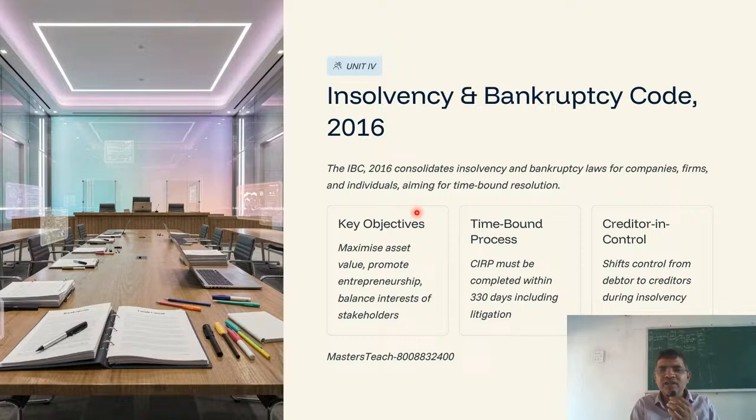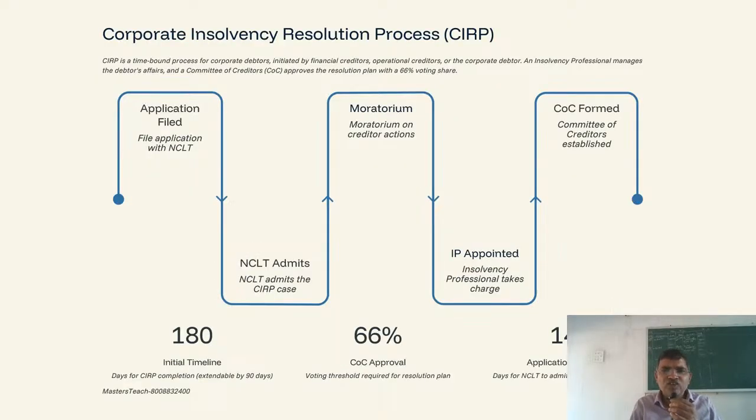Then time-bound, that means the CIRP must be completed within 330 days, including litigation. Creditor control: control shifts from the debtor to the creditor during the insolvency. Just remember the Insolvency and Bankruptcy Code 2016 and these points. Okay, the corporate insolvency resolution process, simply we can call it CIRP. CIRP is a time-bound process for corporate debtors, initiated by financial creditors, operational creditors, or corporate debtors.